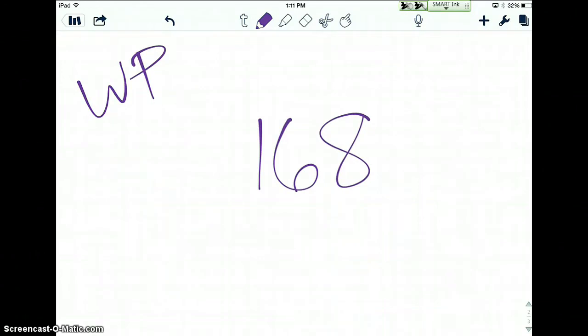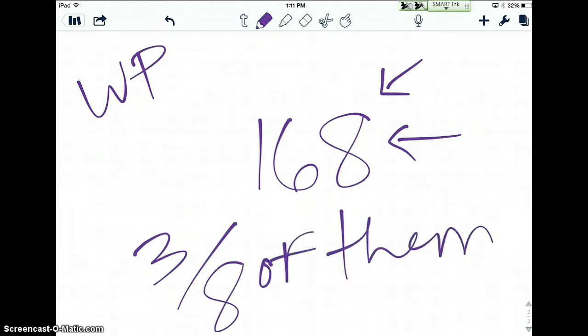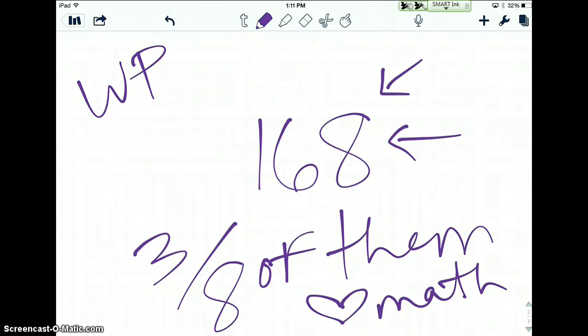But let's say out of all these members, 168 members, only 3/8 of them actually like math. What? Only 3/8 of them like math? Yeah, I know. It's weird. The rest of them are just there for the food because I guess they have really good food at math club. Did you know that? Well, yeah. So if 3/8 of them love math, how many people is that?